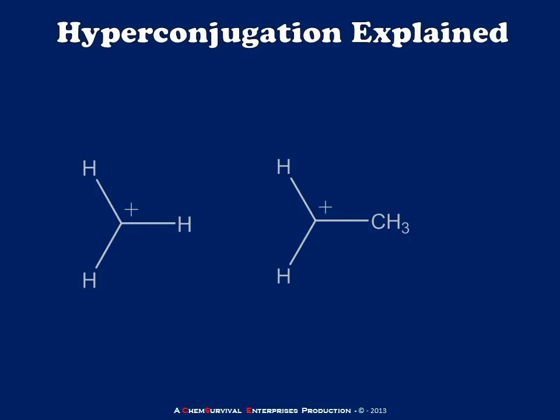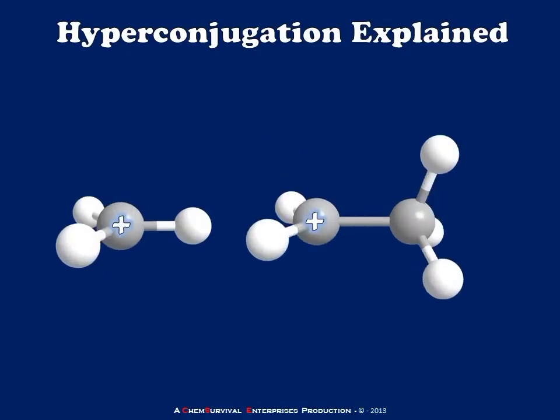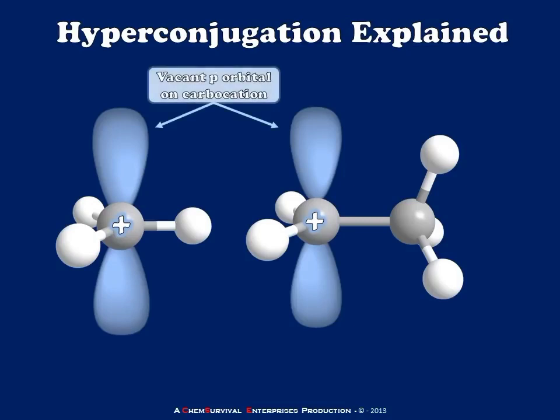So I'm going to turn them into three-dimensional representations, and then I'm going to turn these representations on their side. And when I do this, I can place the unoccupied p orbital of each carbocation center vertically in the plane of our page.